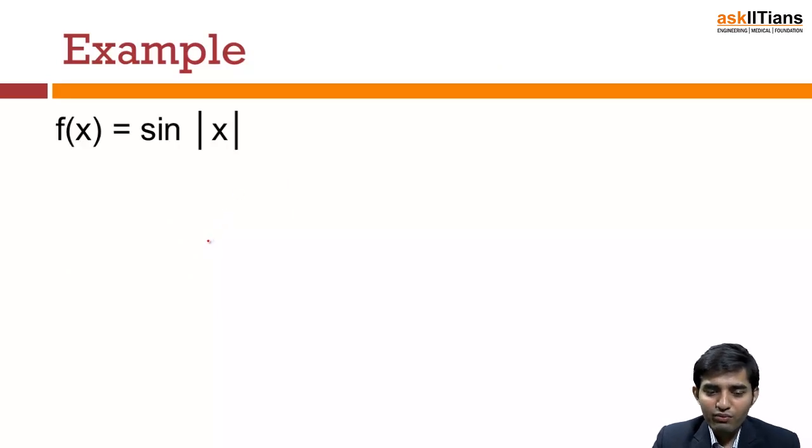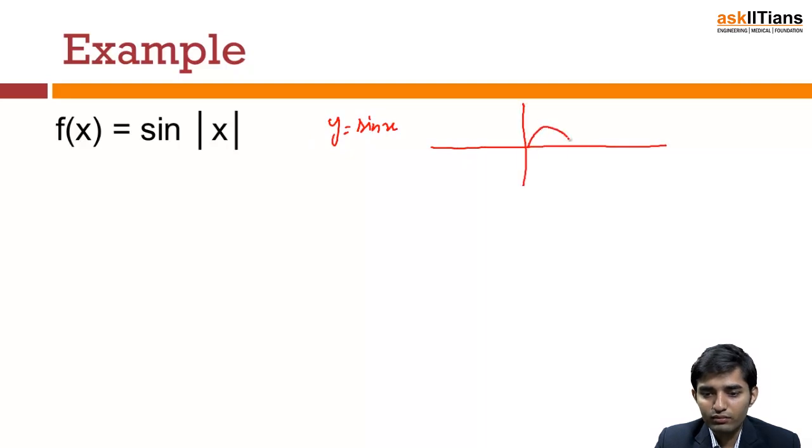Now for this example, we have to say whether this function is derivable or not, and if it is non-derivable, at what points. We have to check the derivability of this function. Suppose this is sine of mod x. So if I try to find the derivative, what is the graph of y equal to sine x? Y equal to sine x will be like this. This is the graph of y equal to sin x.